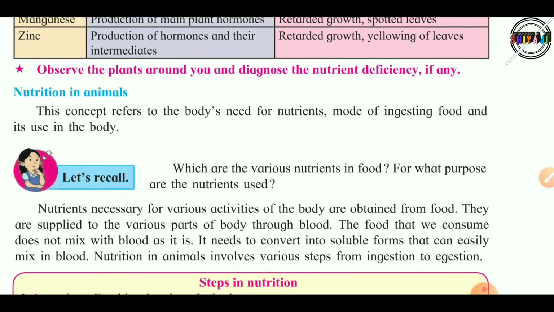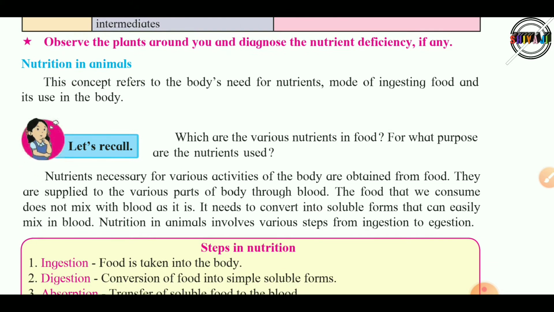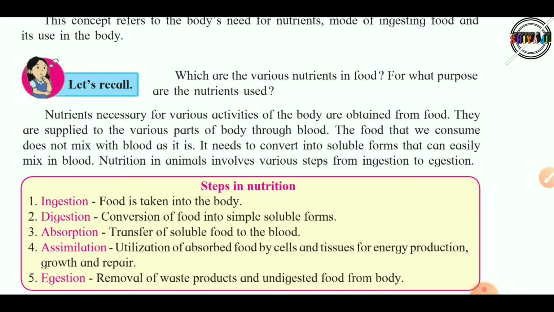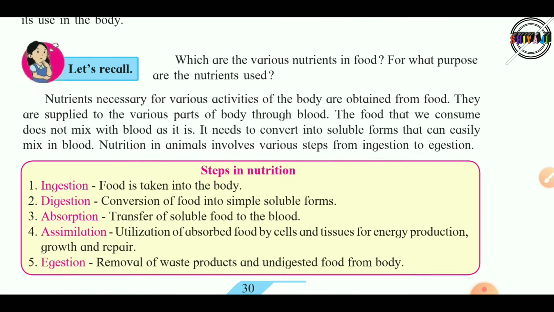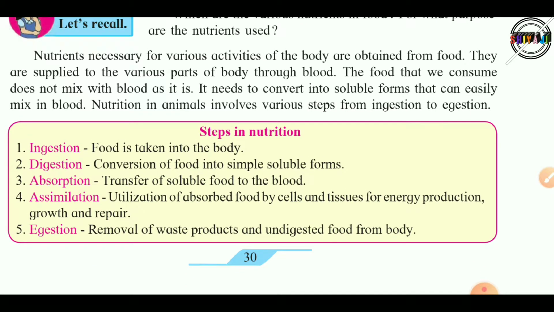Now we learn about nutrition in animals. This concept refers to the body's need for nutrition, the mode of ingesting food, and its use in the body. Which are the various nutrients in the food? For what purpose are nutrients used? Nutrients necessary for various activities of the body are obtained from food.